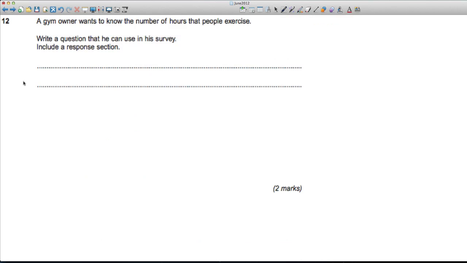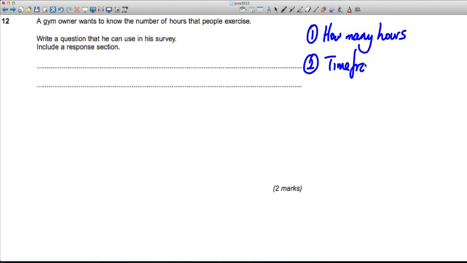Question 12. A gym owner wants to know the number of hours that people exercise. Write down the question he can use in his survey. Include a response section. Two important things in this. You need to ask how many hours, but you must give a time frame. You must say per week or per month, etc. Because if you just say how many hours you work out, that's a useless question. And you must have a response section with boxes to tick, and there can be no overlaps, etc.